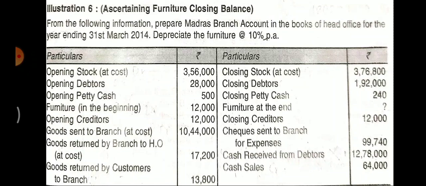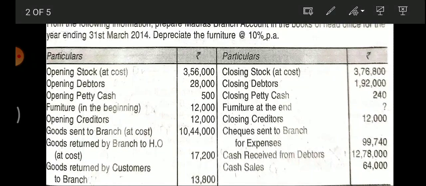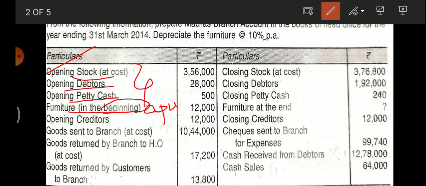Let's start with the particulars on the debit side. As you can see on my screen, friends, the opening stock at cost is nothing but the opening balance of stock. Next are opening debtors, opening petty cash and furniture in the beginning, which is nothing but opening. All four items are related to assets, and the assets will go on the debit side of the branch account. So whenever we prepare a branch account, we put all the details of the opening assets on the debit side.